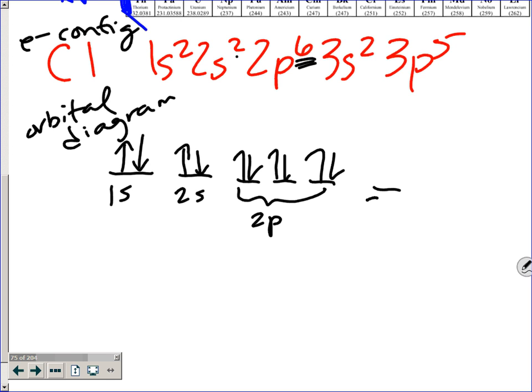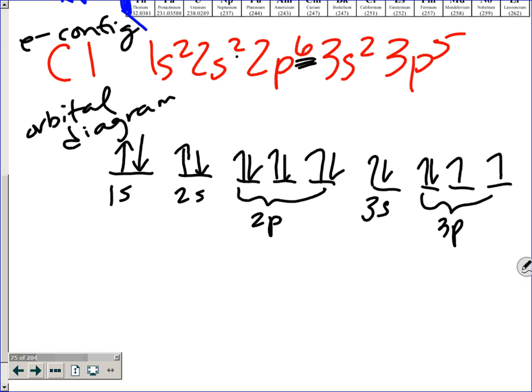Line, 3s, up and down. Okay, so that's 3s2 done. Line, 3p. Hold on, how many lines? Oh, 3 lines, because there's 3 orbitals in p block. Okay. Bracket, 3p. And how do I appropriately fill this? One each first, so that gets me to 3. And then down. And then we're done, because I hit 5 already. So I've got 5 here.